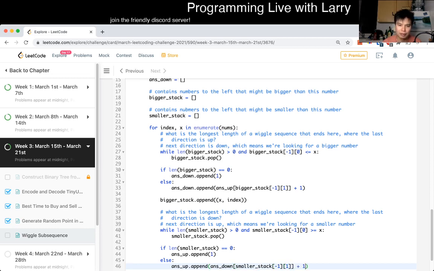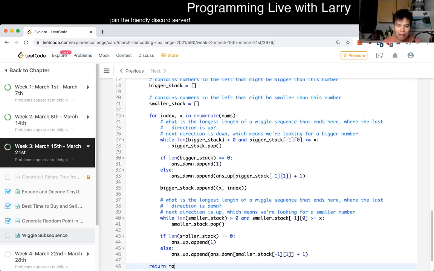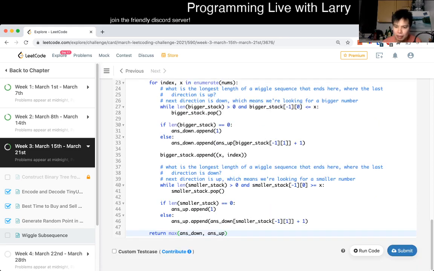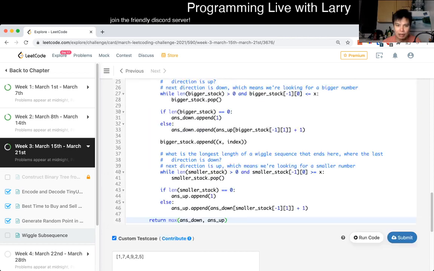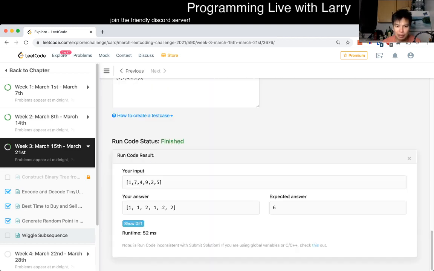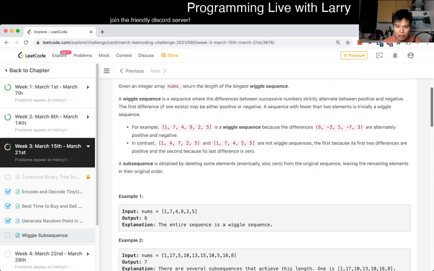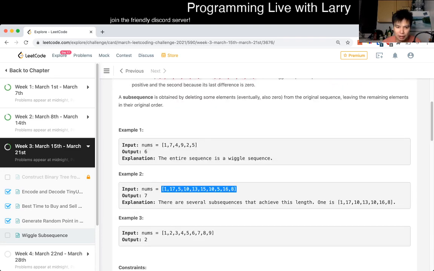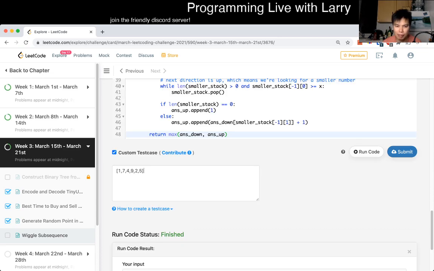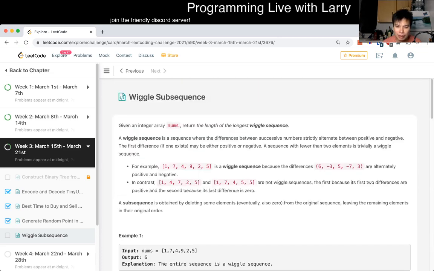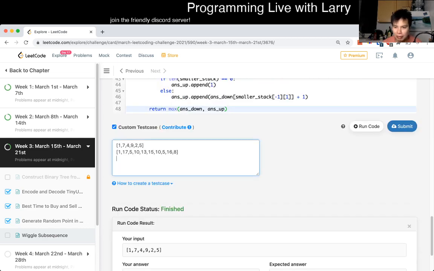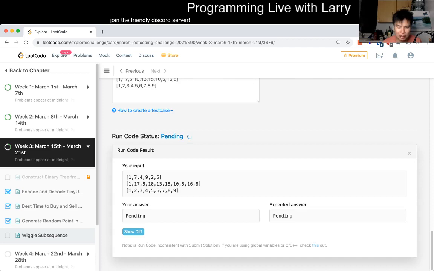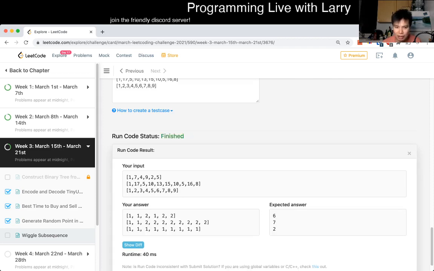And then now we just return the max of ends down, ends up. Let's see if it works first. Okay, so it works on that one. I wish they had a button to press to run all the test code, but I guess it's fine. I think there is an assumption that I made that I'm not proving, and I'm a little bit skeptical about it. So we'll see if these tests help us suss that out first.